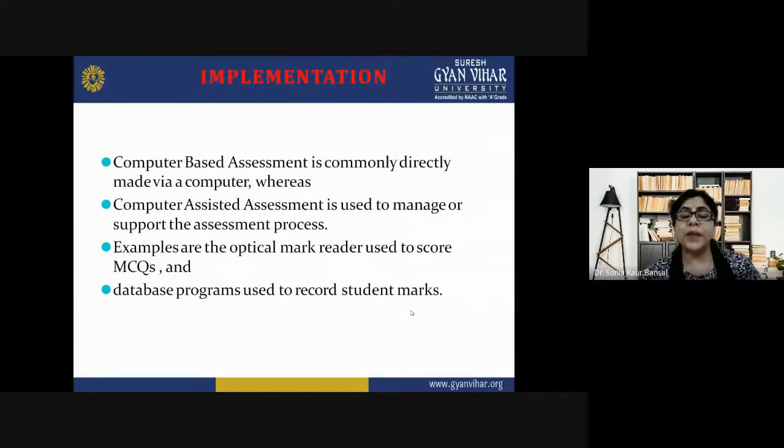Now, implementation of CAA, that is computer based assessment, is commonly made directly via a computer, whereas computer assisted assessment is used to manage or support the assessment process. Examples are the optical mark reader, that is OMR, used to read and score the MCQs, and programs used to record students' marks. We all know, students, that nowadays competitive exams are also being held through computer assessments.